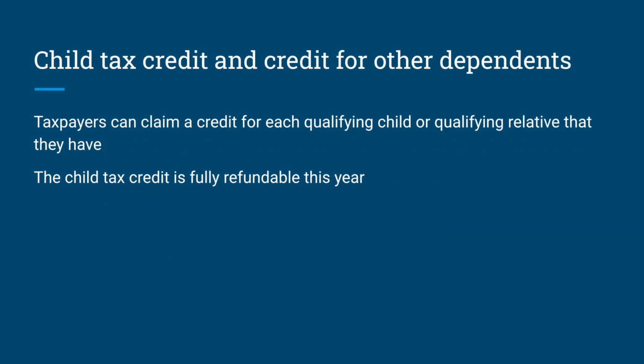And so another credit here that we will see more commonly is the child tax credit and credit for other dependents. It's important to not get this mixed up with the child care and dependent care expenses. Taxpayers can claim a credit for each qualifying child or qualifying relative that they have. And the child tax credit is fully refundable this year, which it has not been in prior years. So again, if you see a qualifying child or a qualifying relative on the return, they're going to be able to claim a credit.